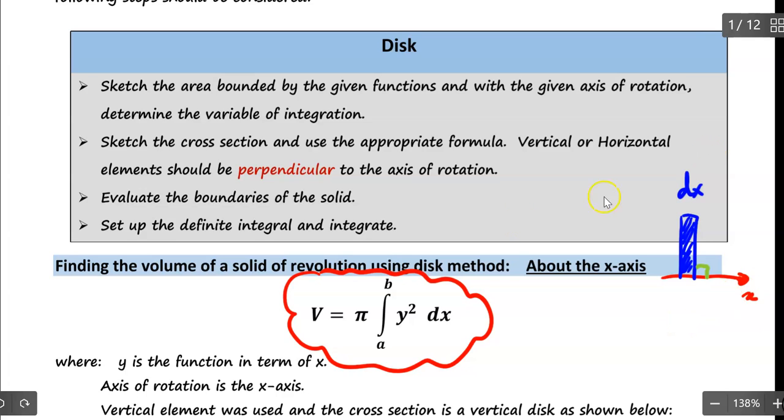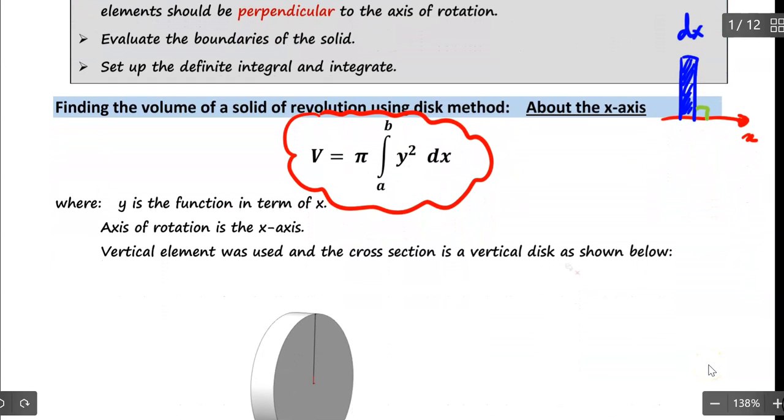So y squared in this case times dx. This is representing the dx that you find here. So y squared is what? That means the function in terms of x, you square that. Where y is the function in terms of x, the axis of rotation is the x-axis. Therefore, we have dx in this case, because it obeys this rule: the element has to be perpendicular to the axis of rotation. And then the vertical element was used, and the cross section is a vertical disc as shown below.